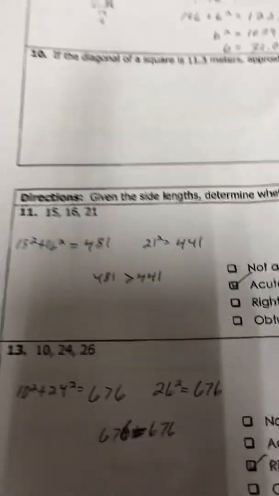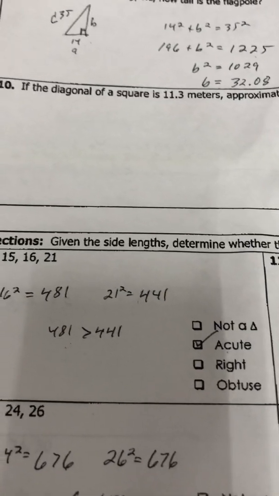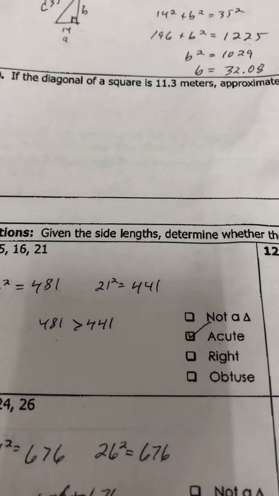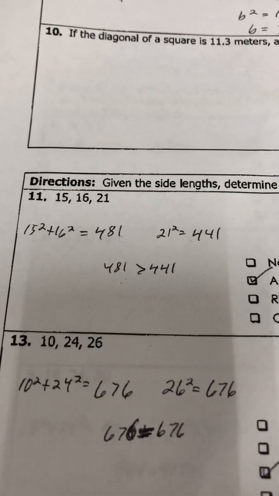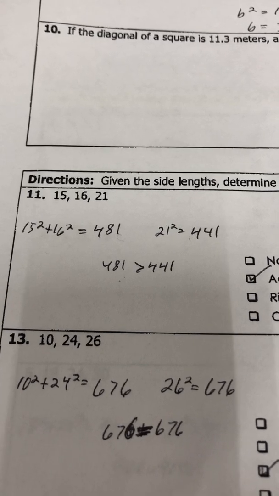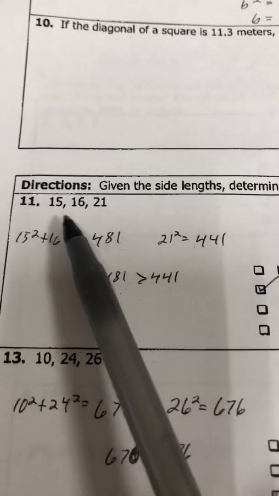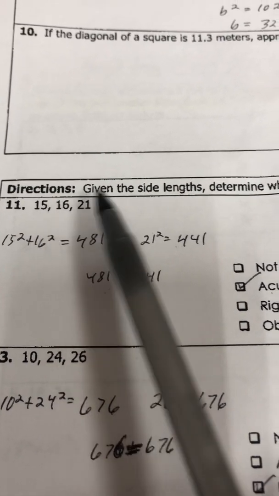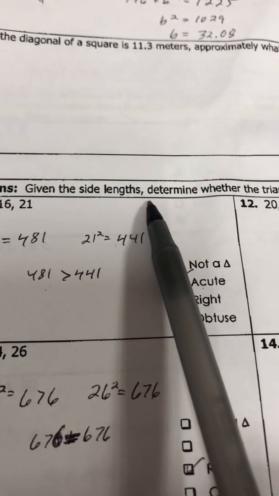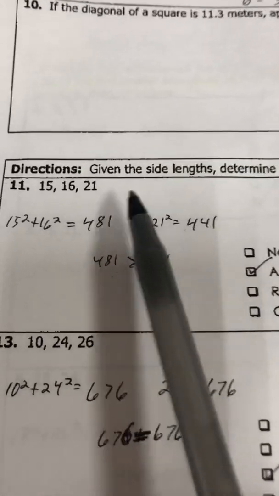For number 11, you may want to pause this as I work forward and go ahead and try the even ones on your own, and just do the best you can on them. So, number 11, we have given the side lengths to determine whether the triangle is acute, right, obtuse, or not a triangle.